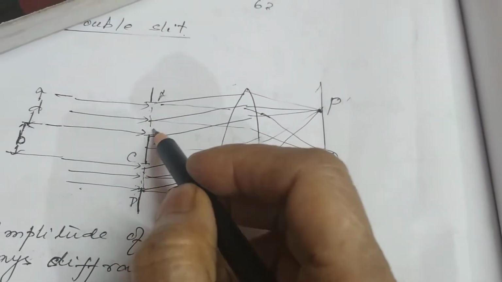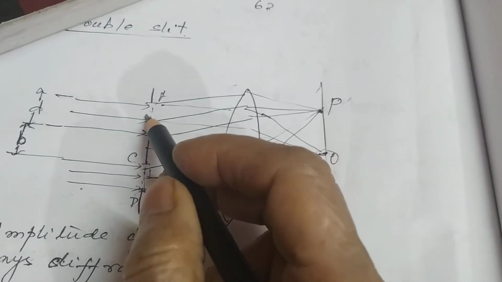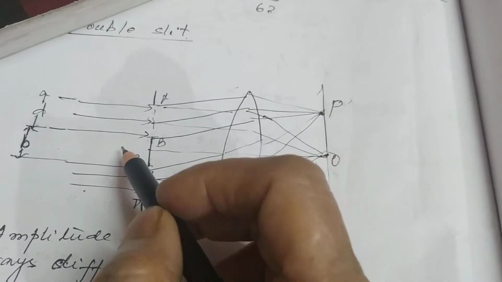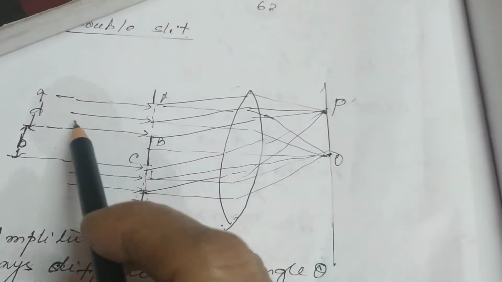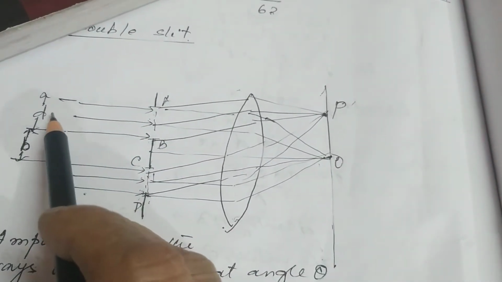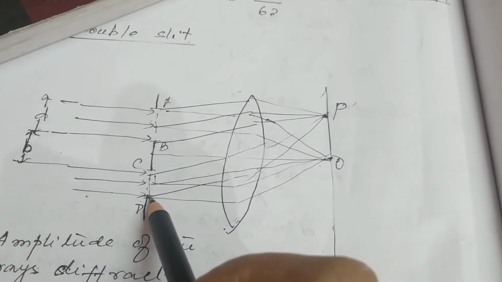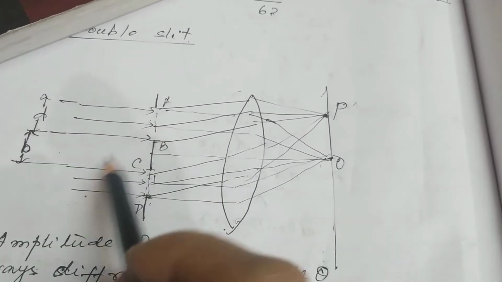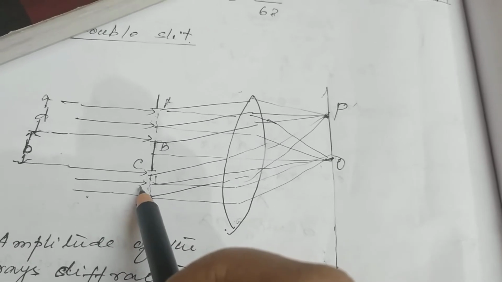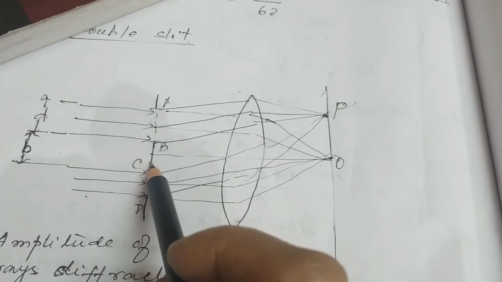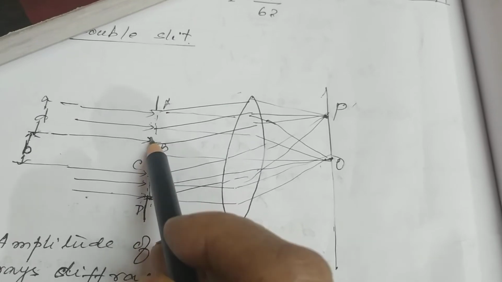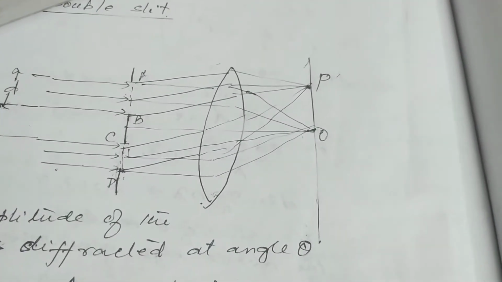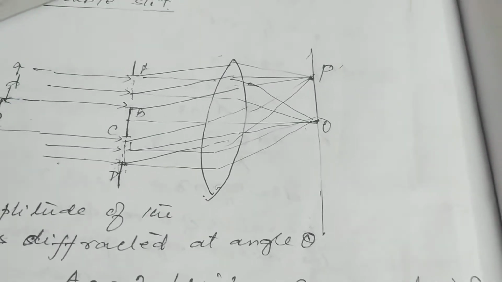Both the slits are of equal width, their width is D, and the slits are separated by a gap of length B. Now a plane progressive wave is incident on the slits, with parallel rays coming from infinity. That means the wavefront is plane. So I have here a wavefront and here a wavefront, plane wavefronts.